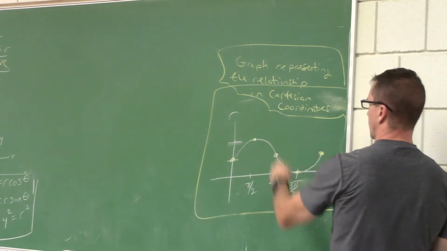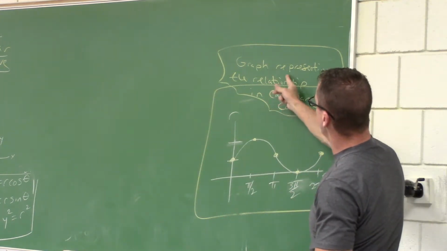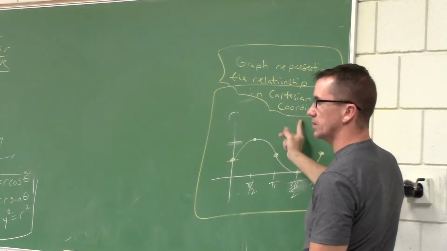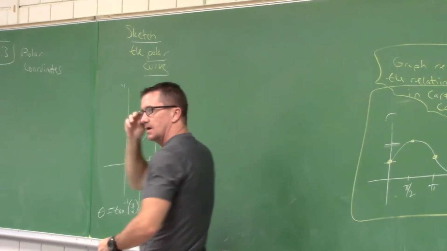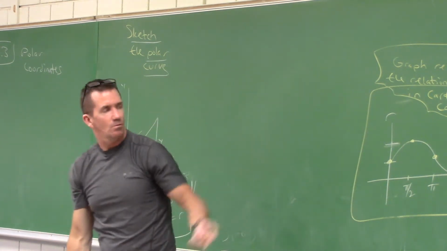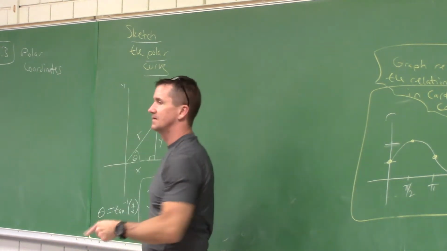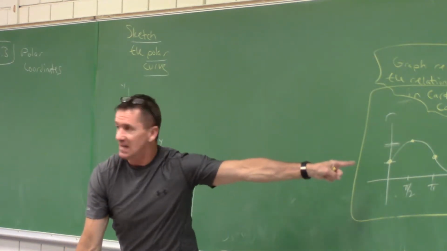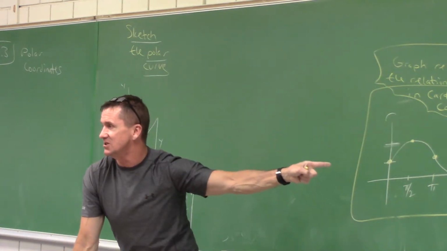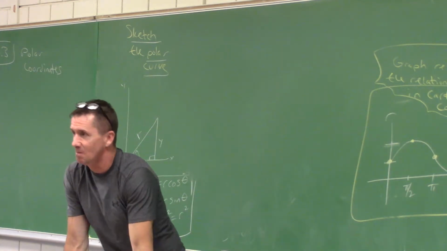This is theta, this is r. This is a graph representing the relationship in Cartesian coordinates between r and theta. Can you sketch the polar curve? The challenge is, everyone, we don't know the equation. Now what's neat is, I know a lot of you can do this in this class. If you know what that equation is, you could brainstorm and put it in your calculator.